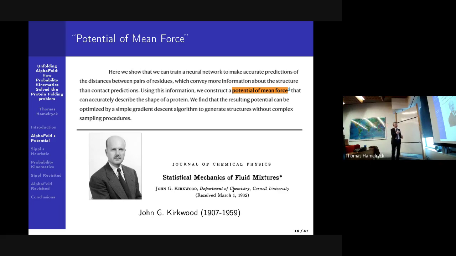Now, this is very interesting. So what is claimed is that we have here a potential of mean force. And they refer to this reference number 4 here. And if you look it up, then you get this article over here. You get an article from 1935, a famous article by Kirkwood about the statistical mechanics of fluid mixtures. So this is the justification that AlphaFold gives for the construction of this potential.